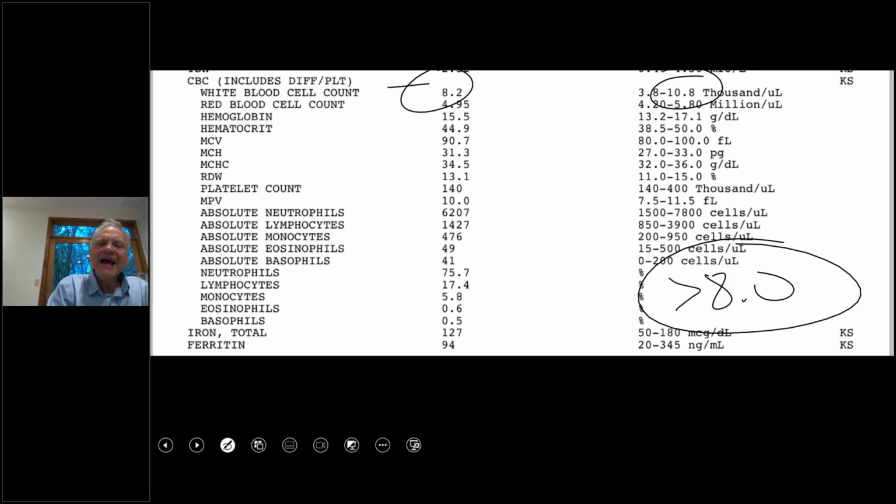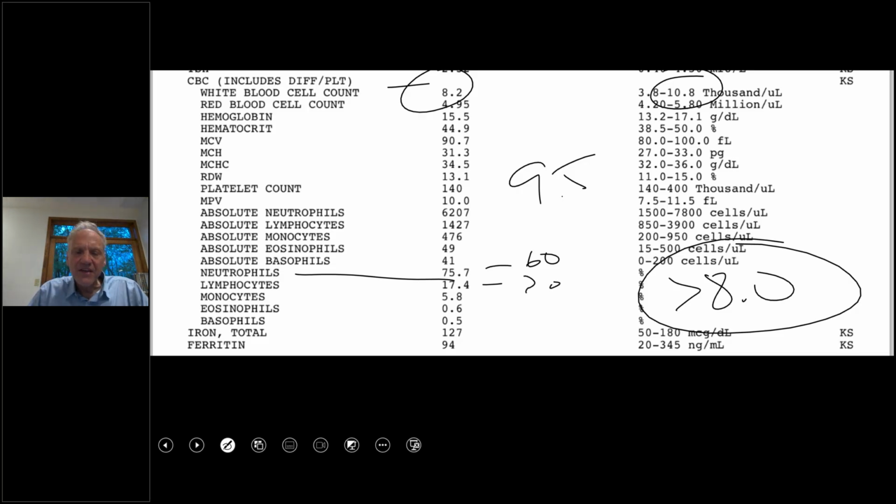So you could be at 9.5, and look at these neutrophils. Neutrophils should be 60, and lymphocytes 30. They're 75, 17. You know what a medical doctor would say when they look at that? They'd say nothing to see, because the white blood cell count's not high enough, and that's not high enough. But I will guarantee this is a bacterial infection. I know for different reasons. I've got the history, I've got the physical, and I've got the lab, right?